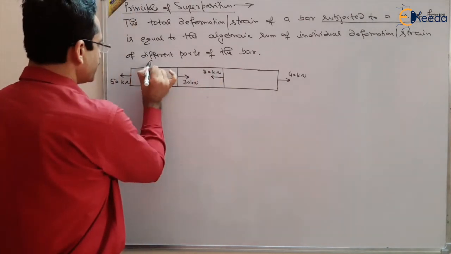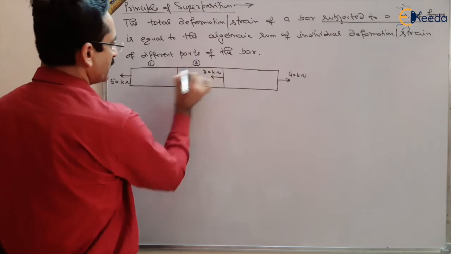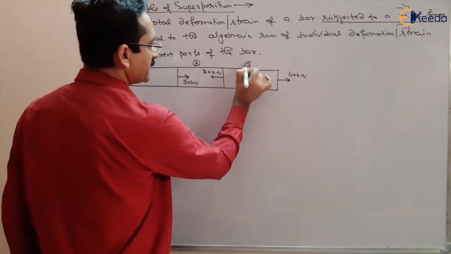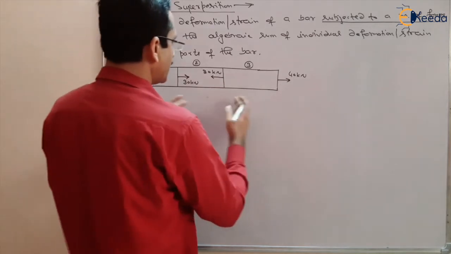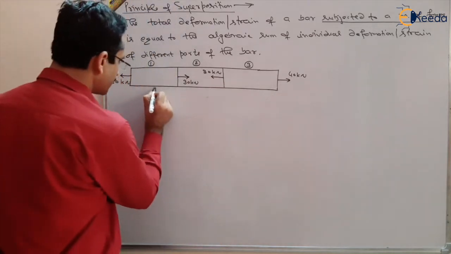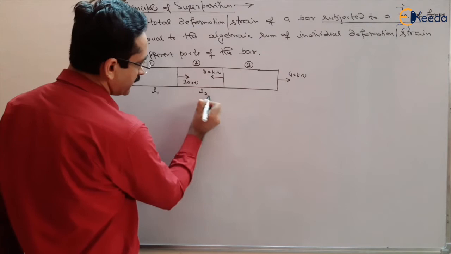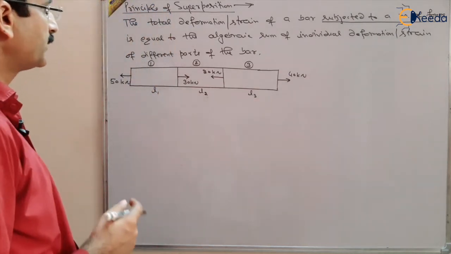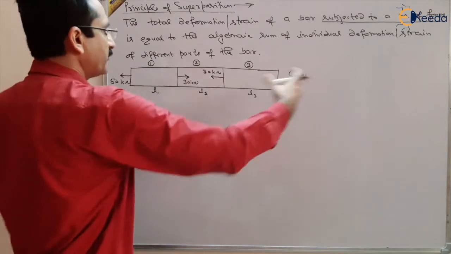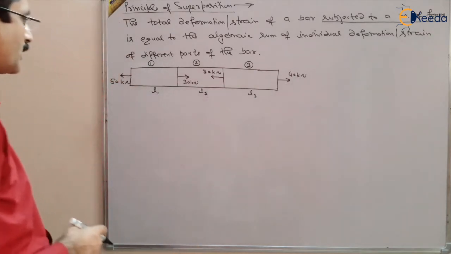This is the first part of the bar, this is the second part of the bar, and this is the third part, right? And it has some length, suppose L1, L2 and L3. L1 is the length of this part, L2 is the length of this part, and L3 is the length of this part. And our aim is to find out the total deformation in the bar. How to find out that?